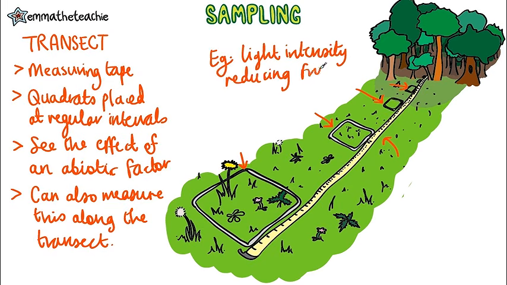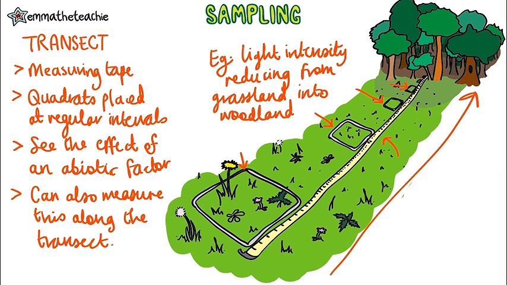For example, light intensity reducing from a grassland into a woodland. And you might predict that there'll be a big change in the distribution and variety of organisms found, as there'll be different amounts of photosynthesis able to take place in each area.